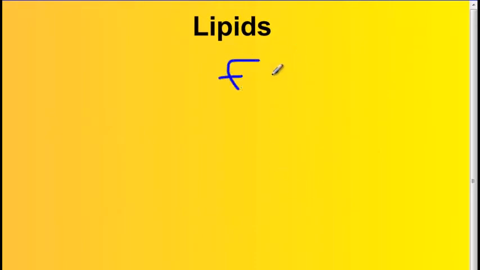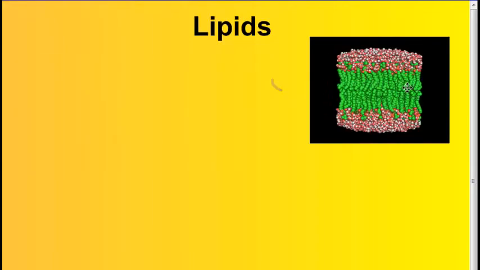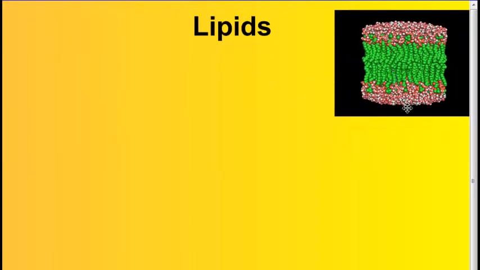Another kind of macromolecule is known as lipids. Sometimes you'll hear us call these fats. So the function of lipids in your body, they're shaped something like this, is to form membranes.